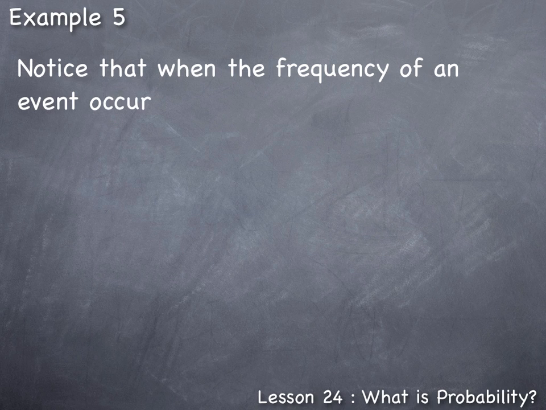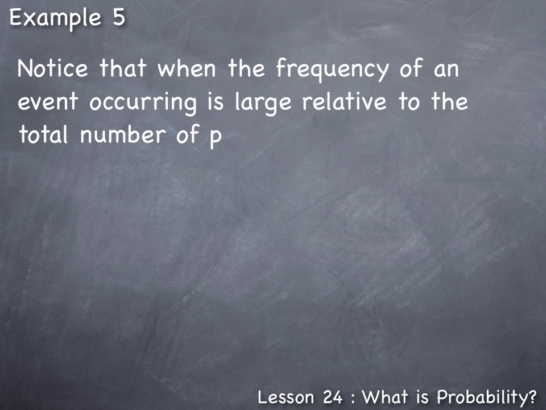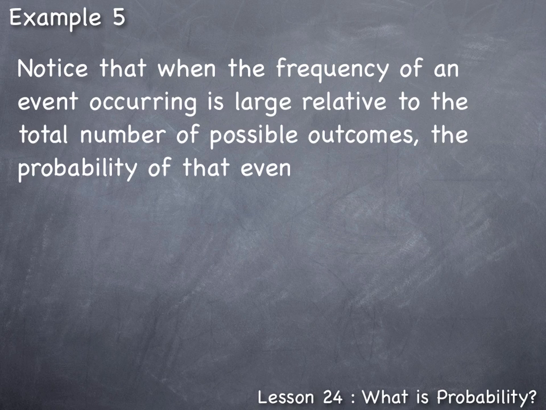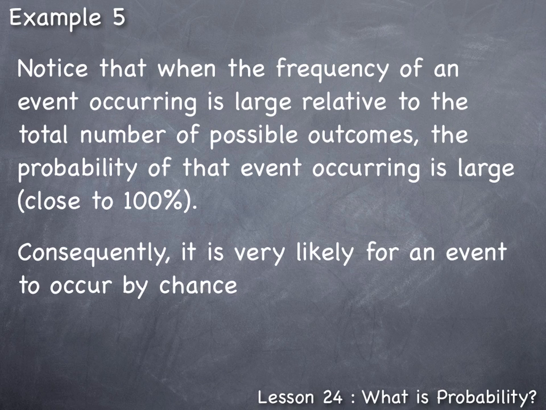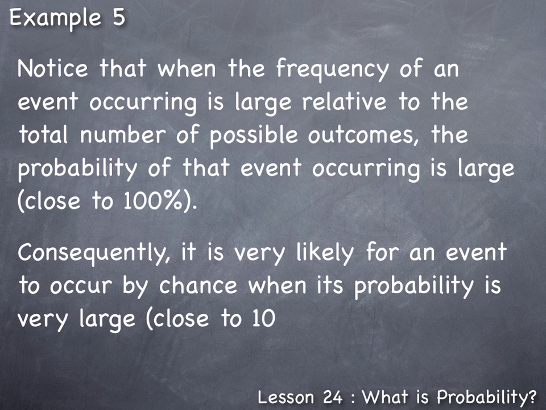Notice that when the frequency of an event occurring is large relative to the total number of possible outcomes, the probability of that event occurring is large, that is, close to 100%. Consequently, it is very likely for an event to occur by chance when its probability is very large, that is, close to 100%. Thus, in this case, the probability of randomly selecting a card that is not a jack is very likely to occur because its chance is very high, that is, 92.3%, which is close to 100%.